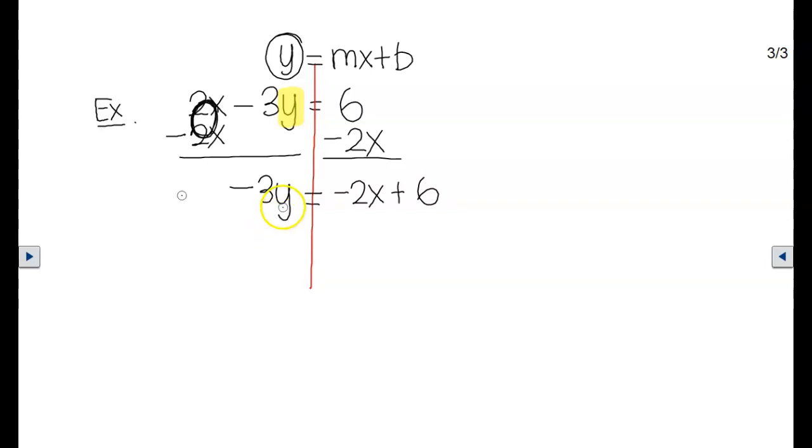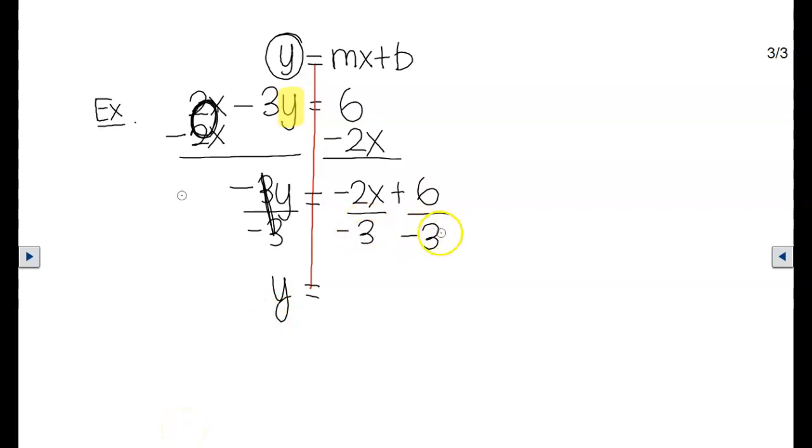Now notice the y is still not alone. I got to get rid of that negative 3. Negative 3y means negative 3 times y. So now I am going to divide everything by negative 3. So now I have y equals. That's what I wanted. I wanted that y to be alone.